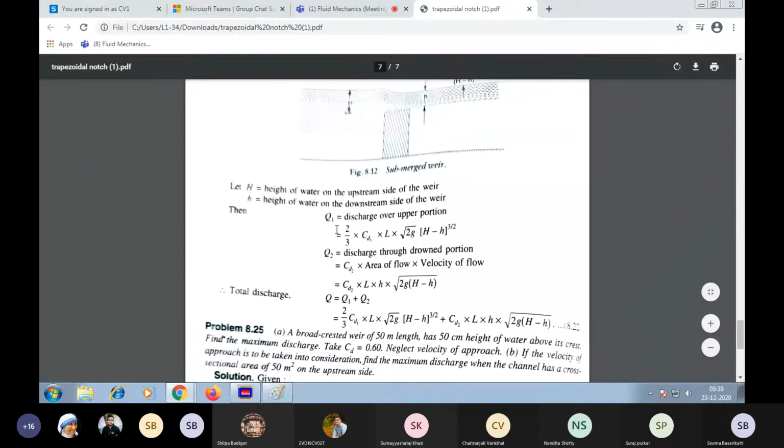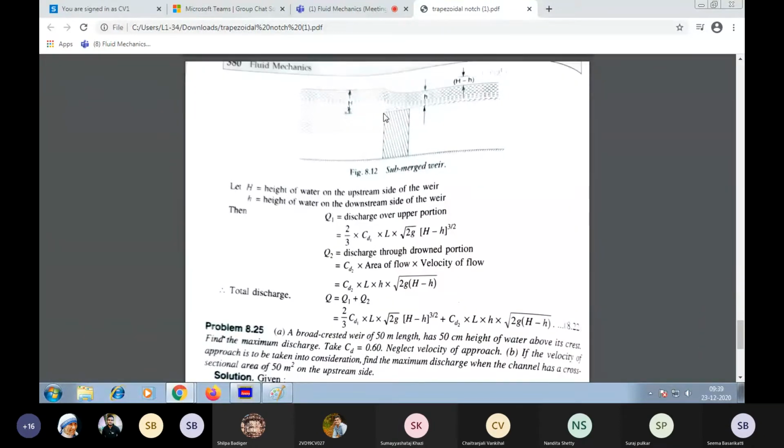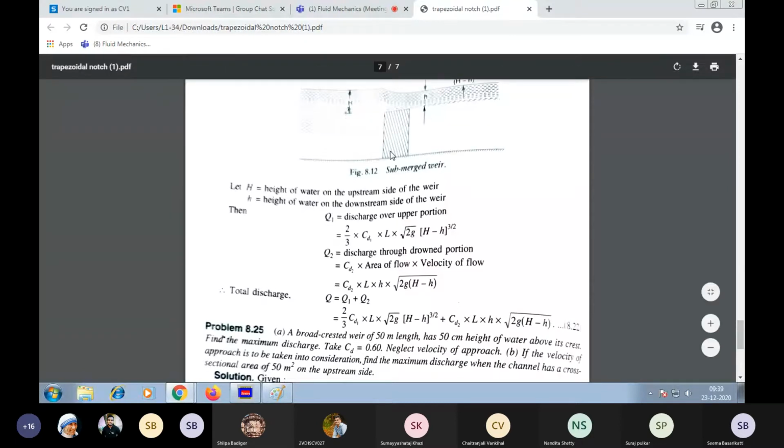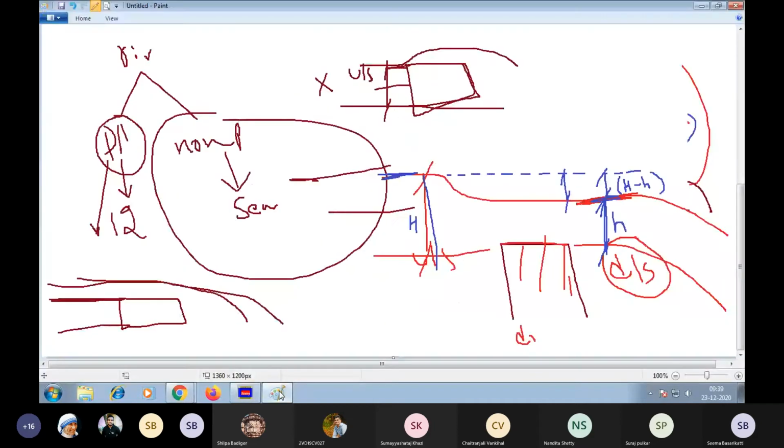So if you want to identify Q1, that is the discharge, then for a rectangular weir or a broad crested weir, the equation is 2/3 CD1 into L into square root of 2g into H raised to 3/2. Here I am going to take H minus h raised to 3/2. The equation which I explained regarding velocity of approach is different. For a submerged weir, it is different.